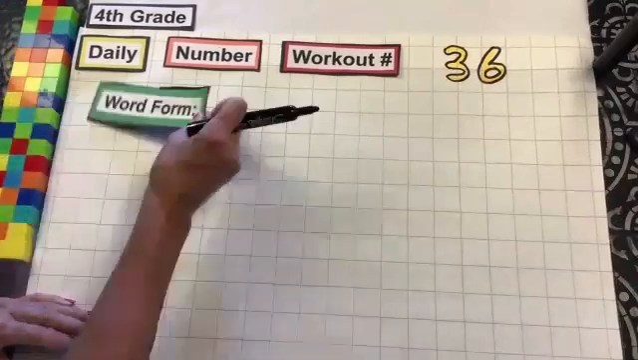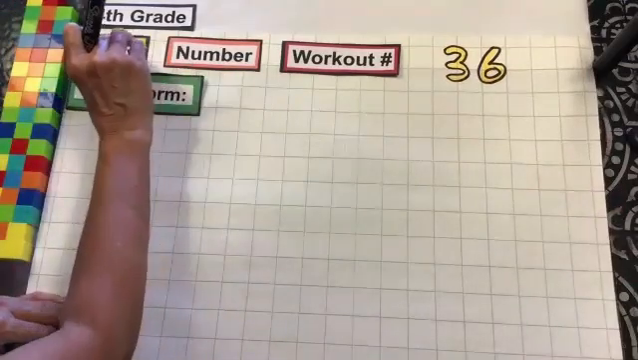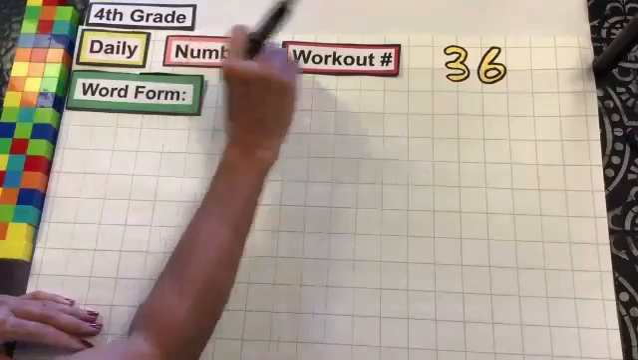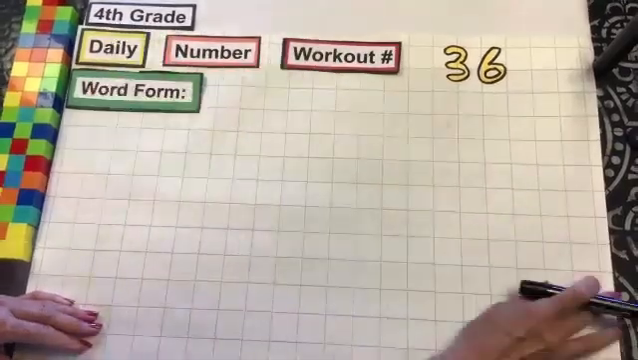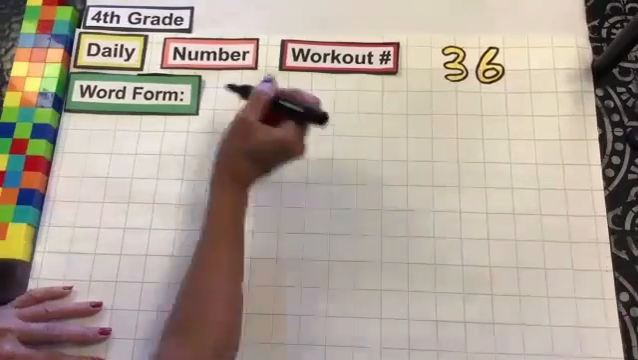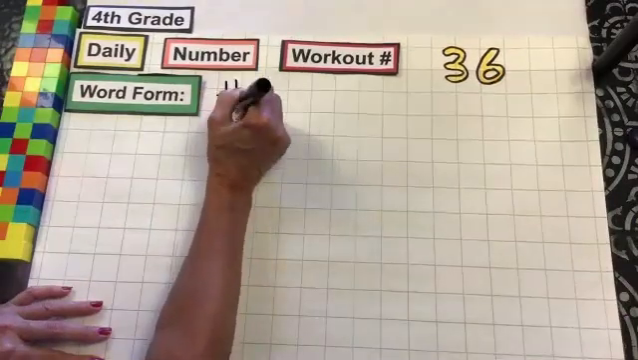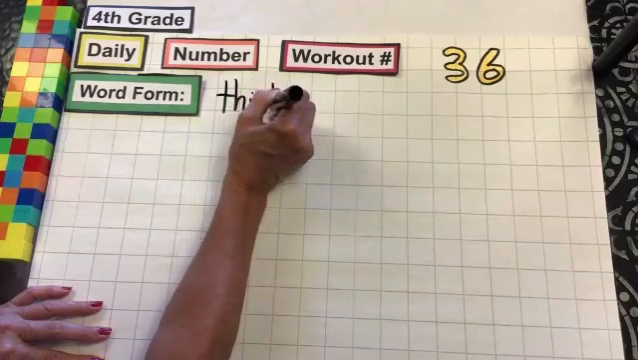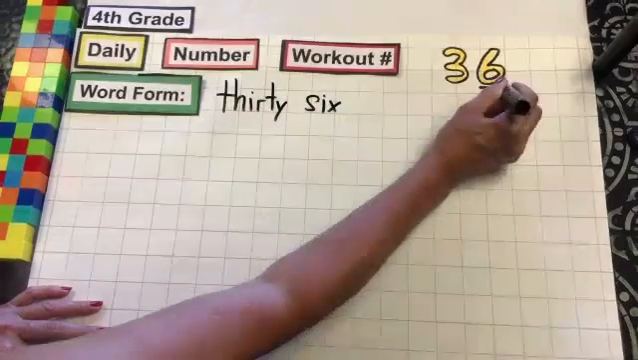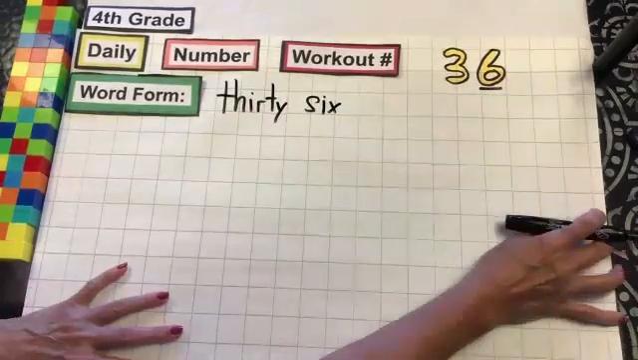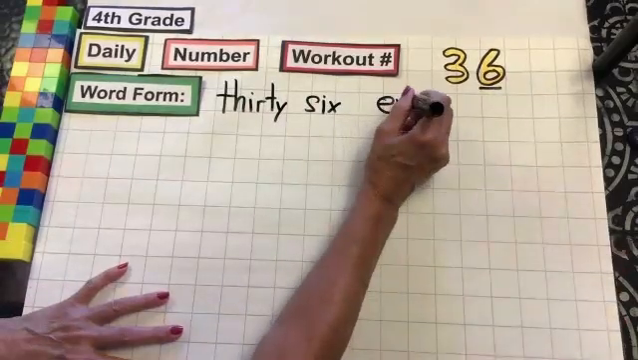So let's go ahead and get started with our word form. So you should have everything written down already. Hopefully you did your work ahead of time. So you're just checking to see how you did. So here we go, 36, thirty-six. And since there is a 6 in the ones place value, it is even.